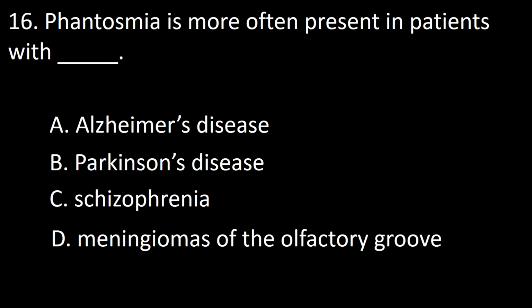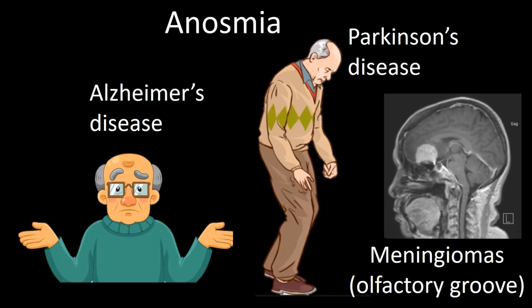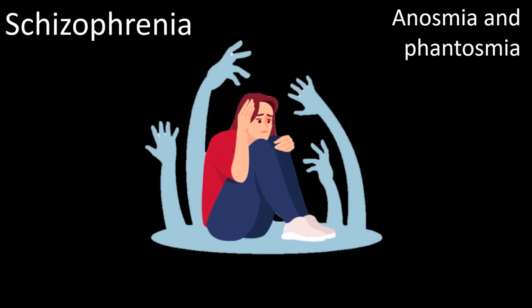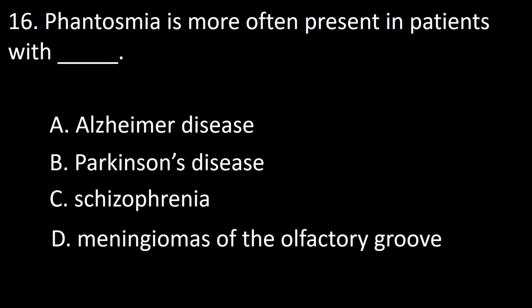Next question. Phantosmia is more often present in patients with dash. A. Alzheimer's, B. Parkinson's disease, C. Schizophrenia, D. Meningiomas of the olfactory groove. Anosmia is associated with Alzheimer's disease, Parkinson's disease, and olfactory groove meningiomas. Patients with schizophrenia may present with anosmia but also with phantosmia. So the answer to this question is C.